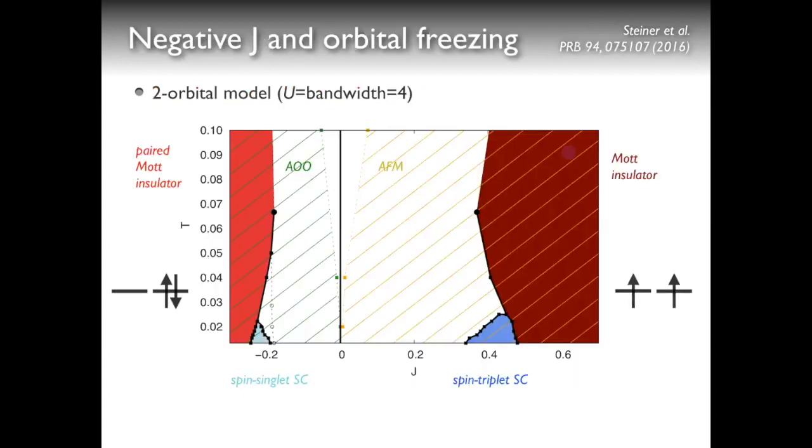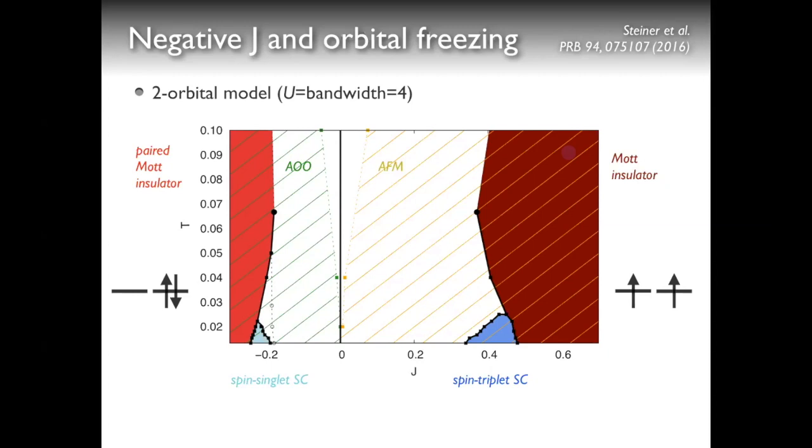Now let me briefly talk about negative Hund coupling and superconductivity in these multi-orbital systems. Here's a phase diagram at half filling in the 2-orbital case. At positive Hund coupling, we have what we discussed before, basically this orbital singlet spin triplet superconductivity next to a Mott insulating phase with predominantly high spin configurations. On the negative J side, we have also a superconducting phase, but a spin singlet superconducting phase next to a paired Mott insulating phase, which has the dominant atomic configuration sketched on the left, where we have a doublon and a hole, basically.